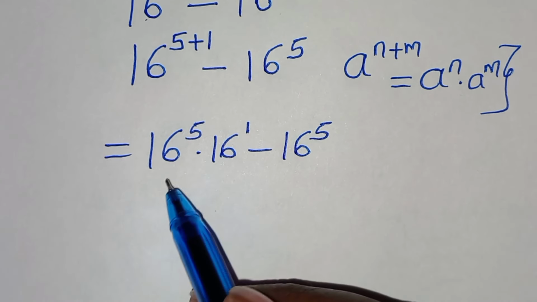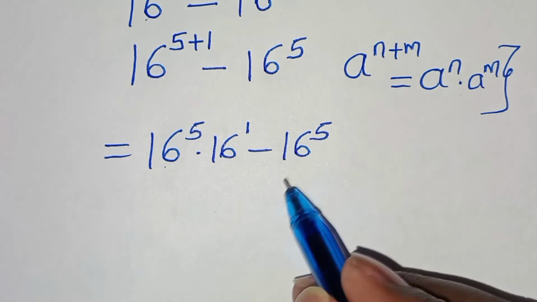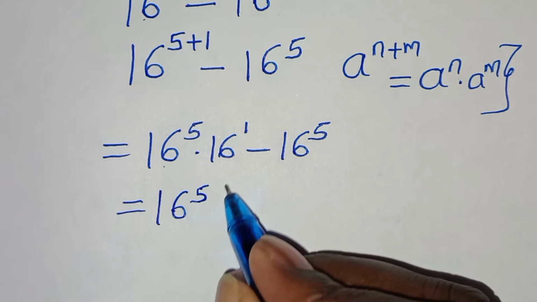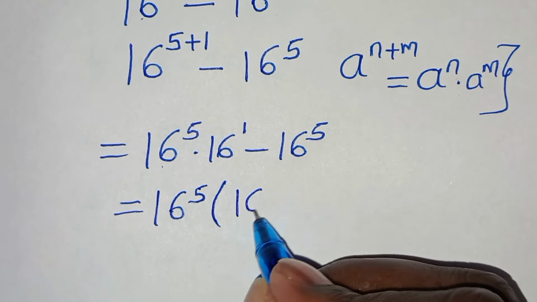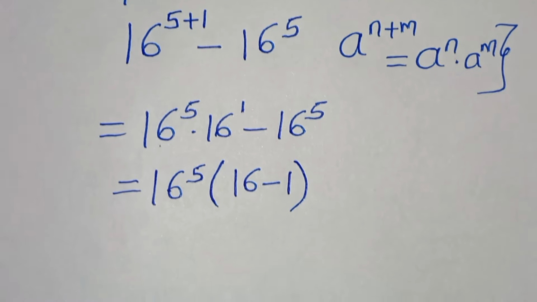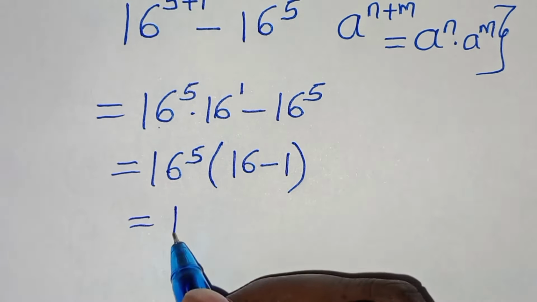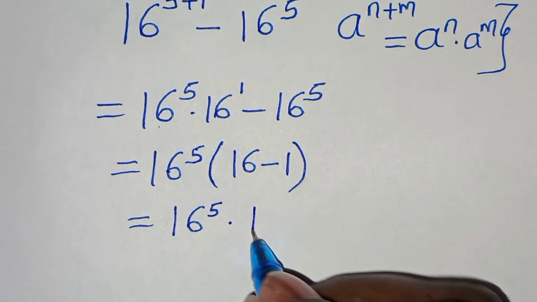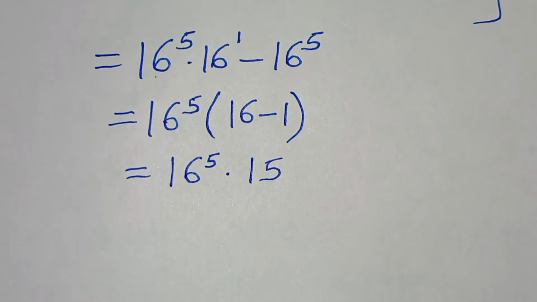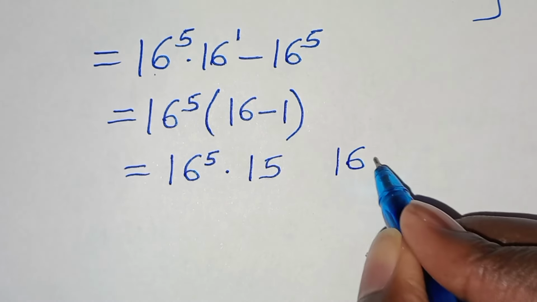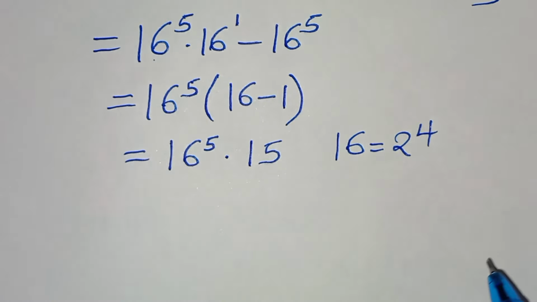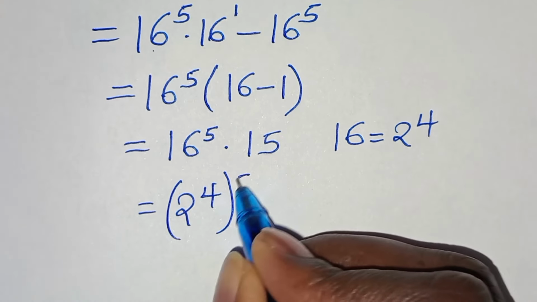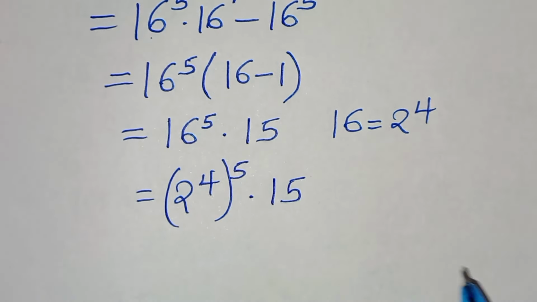Now, if you check here, 16 to the power of 5 is common here. So we can factor out 16 to the power of 5 into the parentheses. This is 16 minus 1. And therefore, here we have 16 to the power of 5 multiplying by 16 minus 1, which is 15. Now, we can express 16 as 2 to the power of 4. So here we have 2 to the power of 4 raised to the power of 5 multiplying by 15.